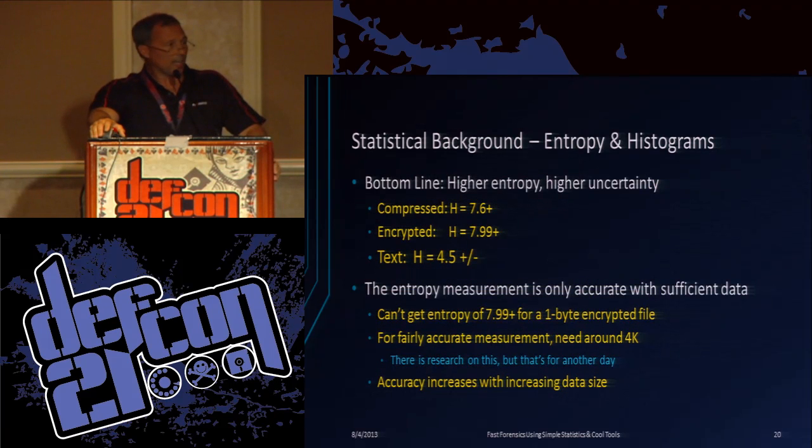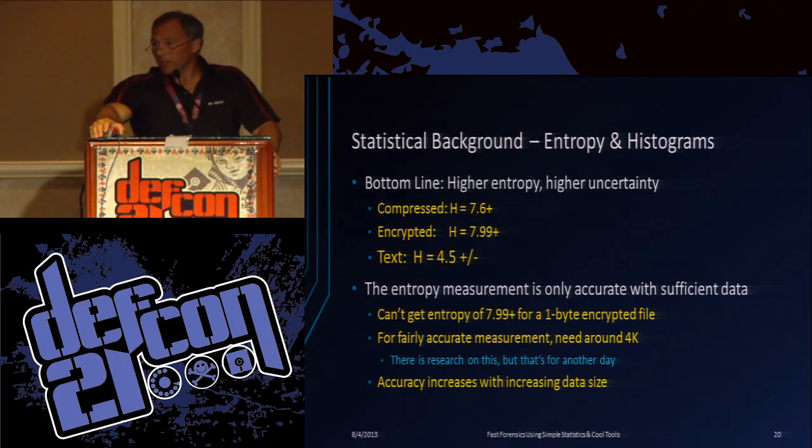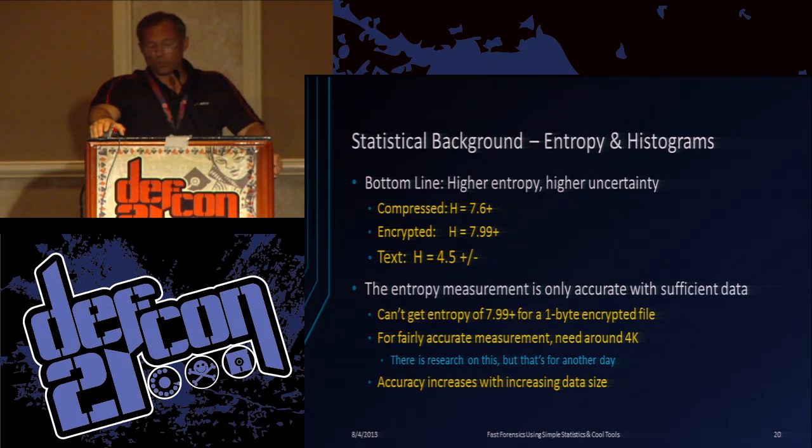So bottom line is, the higher the entropy, the more uncertainty. That's what you want in an encrypted file, right? You don't want the opponent, the attacker, to figure out what you've encrypted. You don't want them to have any kind of information about what symbols are. Compressed removes pattern, and once you remove pattern, you get a randomized looking file, but it's not as random as an encrypted file. English text I found to be around 4.5, 4.6, 4.3.